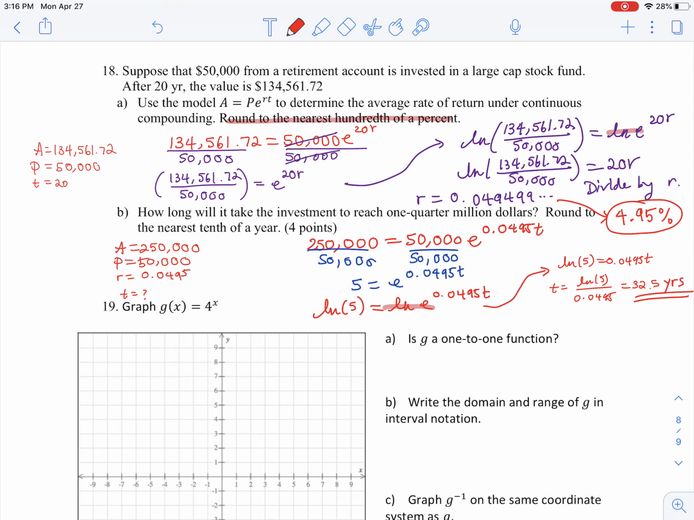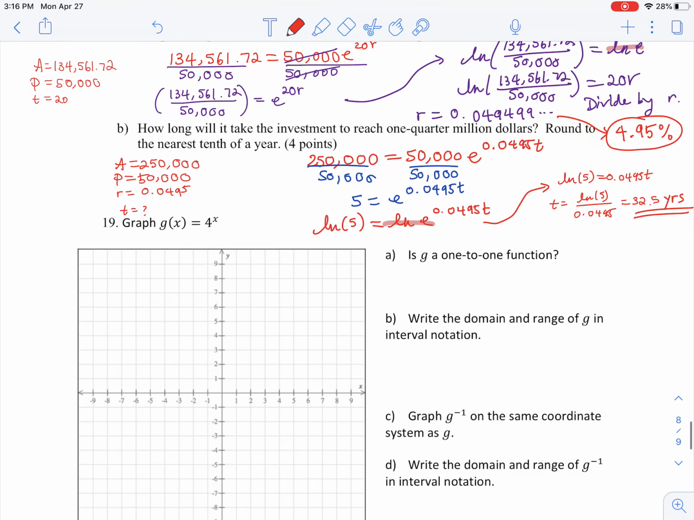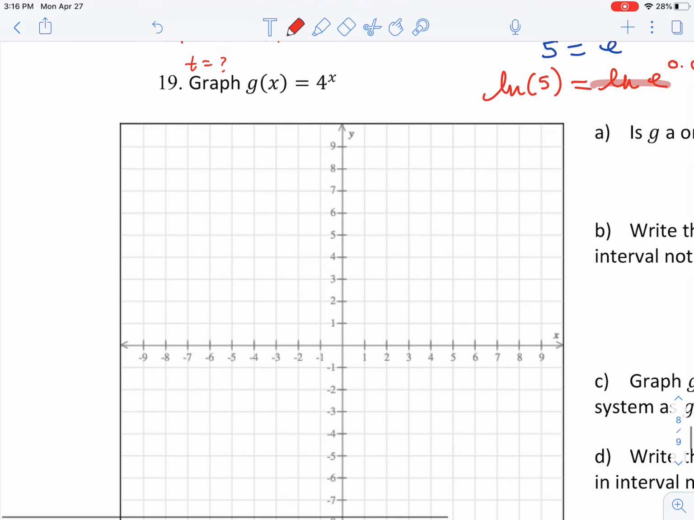All right, let's graph number 19. Graph g of x equals 4 to the x power. Now, you guys have a graphing calculator, so if you want to graph it using your graphing calculator, that is okay. But I'm going to go ahead and just do this by hand, because I know you can too. So let's go ahead and graph y equals 4 to the x power.